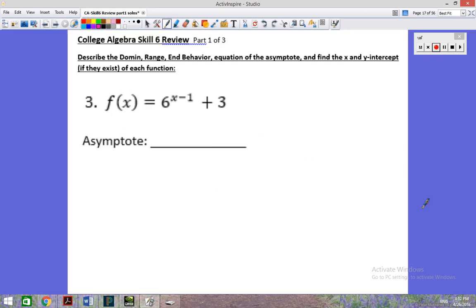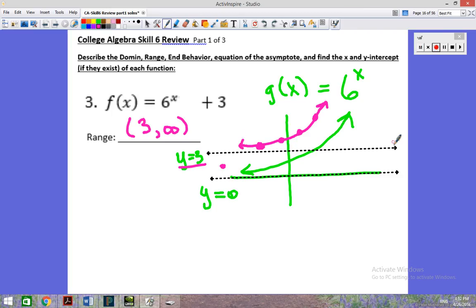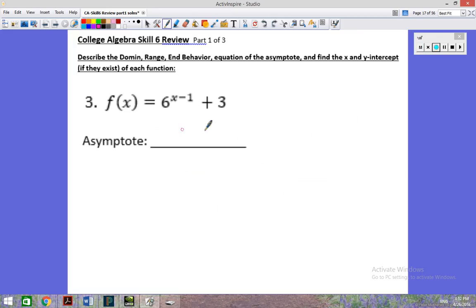So now an asymptote. Well, we were just talking about that. This horizontal line is the asymptote, and it's the only one that it has. Originally, the 6 to the x had an asymptote of y equals 0. That plus 3 moved that asymptote up 3 units. So there is no vertical asymptote.